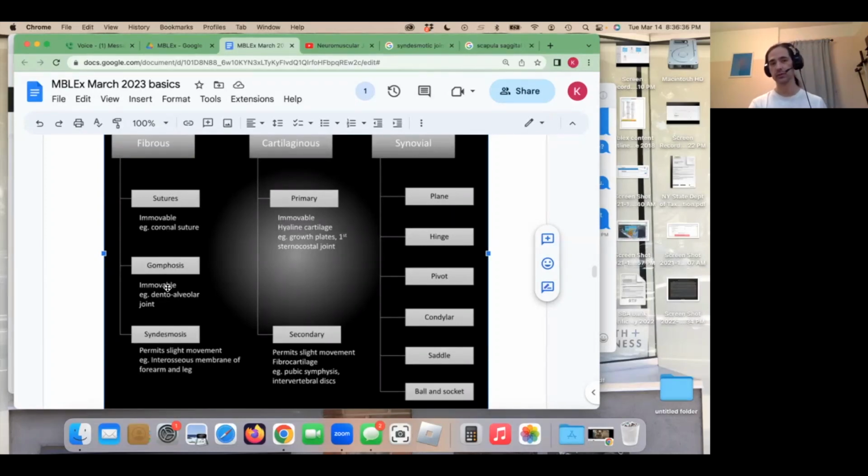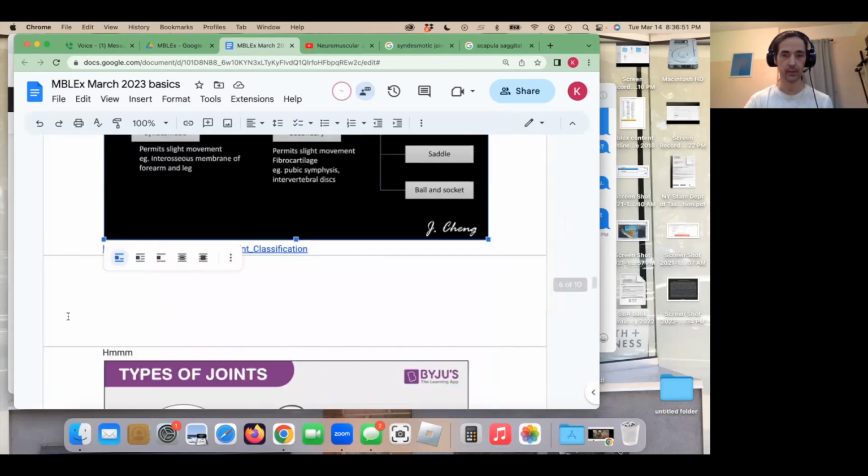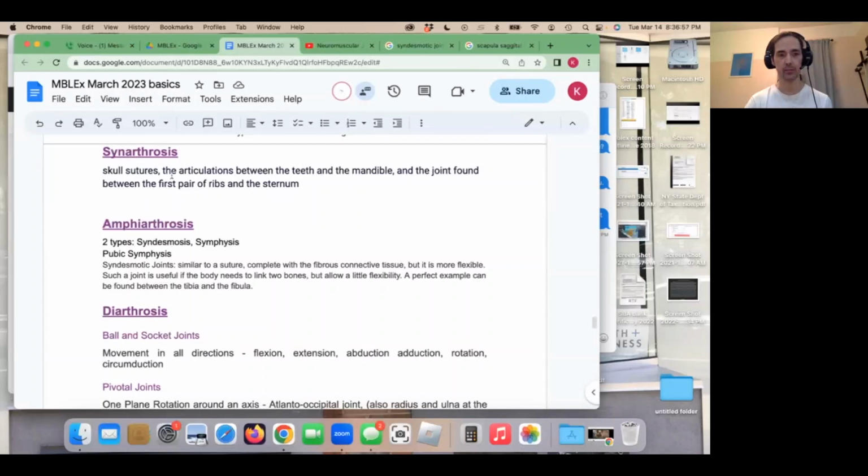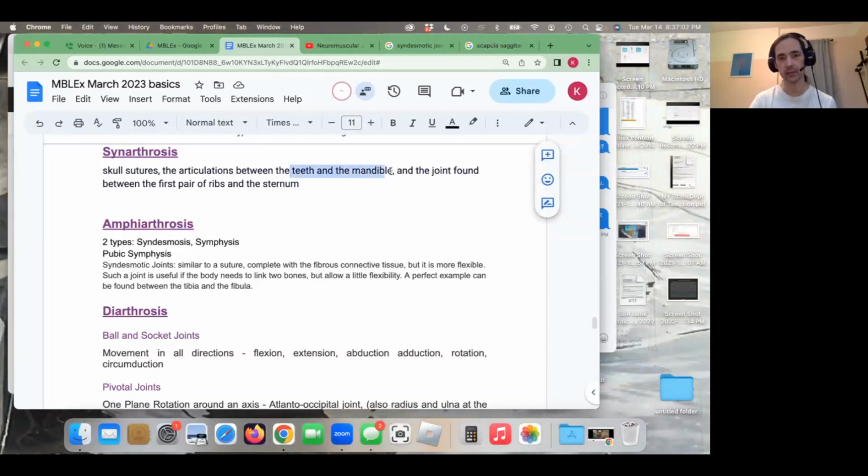Gomphosis, for example, dentoalveolar joint. Examples of gomphosis joints are the teeth as they fit into the mandible or the maxilla, and those are held in there by ligaments. And then the joint found between the first pair of ribs and the sternum. So rib 1, R1, and the sternum, which I think actually attaches to the manubrium.